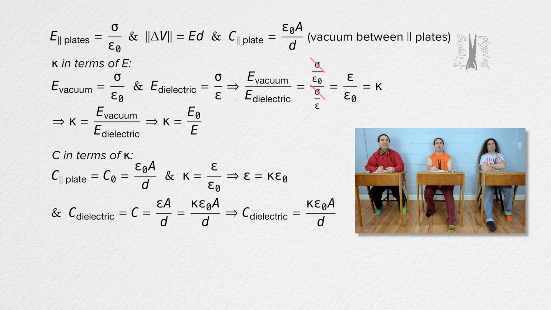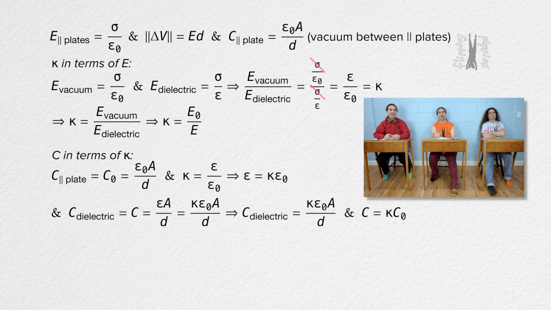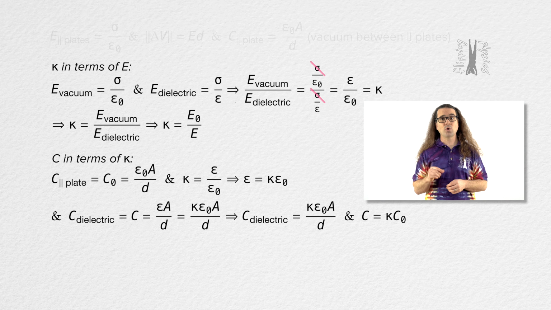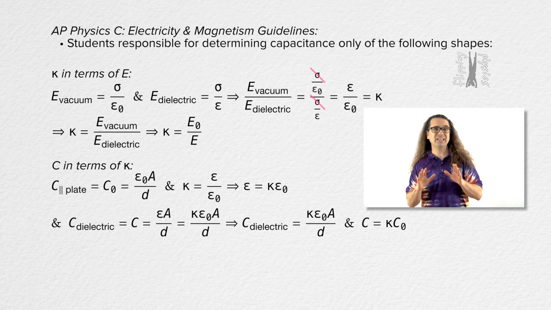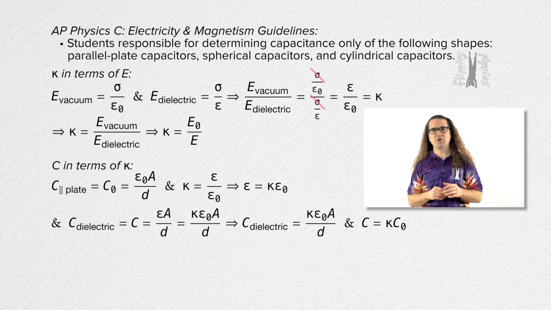Oh, and that means the capacitance with a dielectric equals the dielectric constant times the capacitance with a vacuum. Yes, Billy, thanks. Now, according to the College Board, you are responsible for being able to derive the equations for the capacitance of only the following shapes: parallel plate capacitors, spherical capacitors, and cylindrical capacitors.